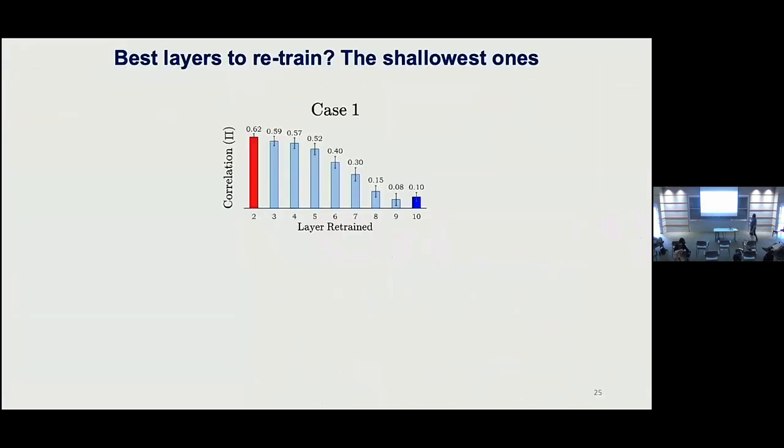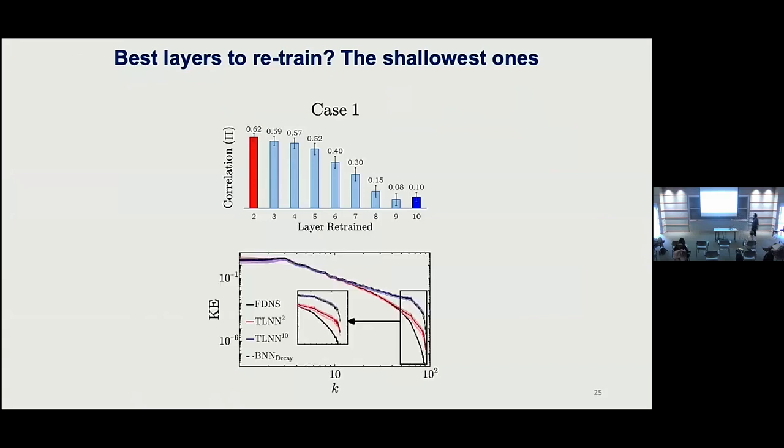Okay, so these are the results that I mentioned before. For one case, we are looking at the correlation of pi between what the retrained CNN predicts and the DNS data. This is the correlation as we retrain individual layers. We see that as we go to deeper layers, the correlation coefficient, the accuracy, decreases. And this is something you will see in the online simulations. This is the kinetic energy of the LES, the black line, which is the truth. The dashed black line is what you get if you hope your base CNN will extrapolate, which it doesn't.